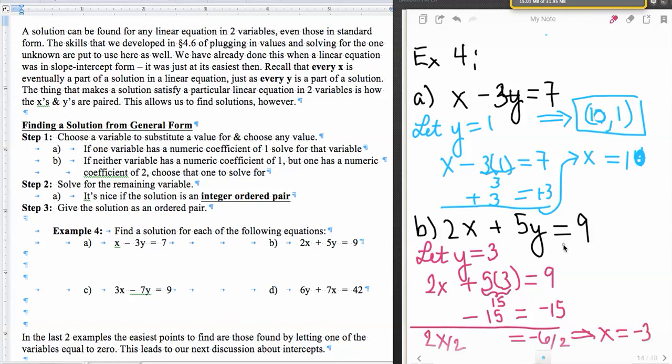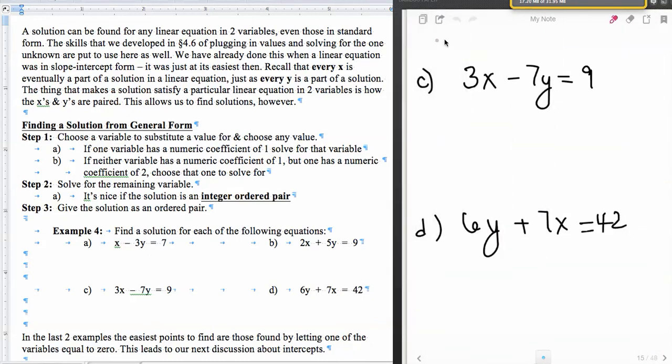And finally, I have my x, which is negative 3, and my y, which was positive 3, and I put those into an ordered pair. And then I want to see if it does satisfy. Negative 3 times 2, which is negative 6, plus 3 times 5, which is 15. 15 minus 6, does that equal 9? Absolutely. So we have a check there. Moving on to my next one.